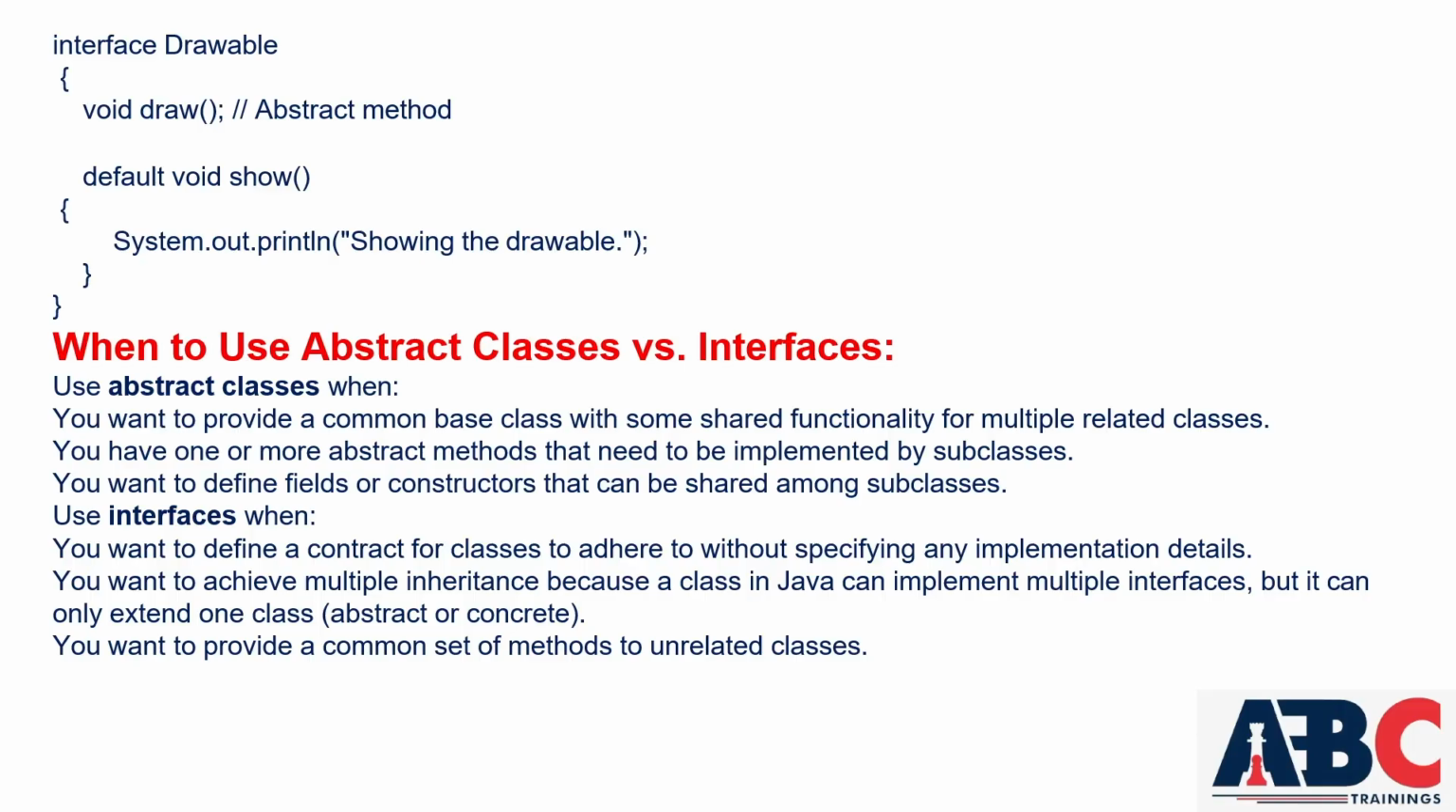Next is the interface. You use an interface when you want to define the contract of a class without specifying any implementation details. You want to achieve multiple inheritance, because a class in Java can implement multiple interfaces, but it can only extend one class, abstract or concrete. You also use it when you want to provide a common set of methods to unrelated classes.